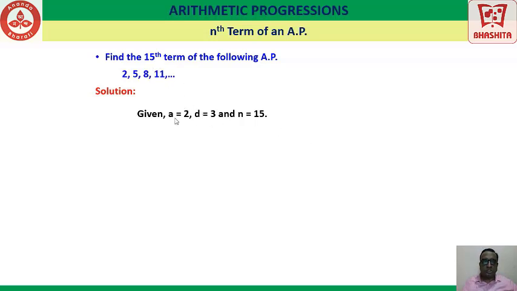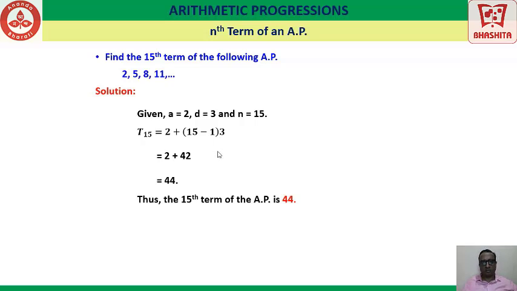So what should we do, students? 2 plus 15 minus 1 into 3. 15 minus 1 is 14. 14 times 3 is 42. 42 plus 2 will give us 44. So the 15th term of the arithmetic progression is 44.